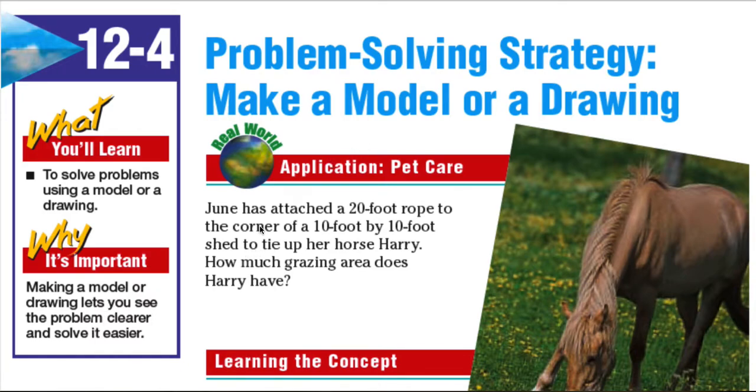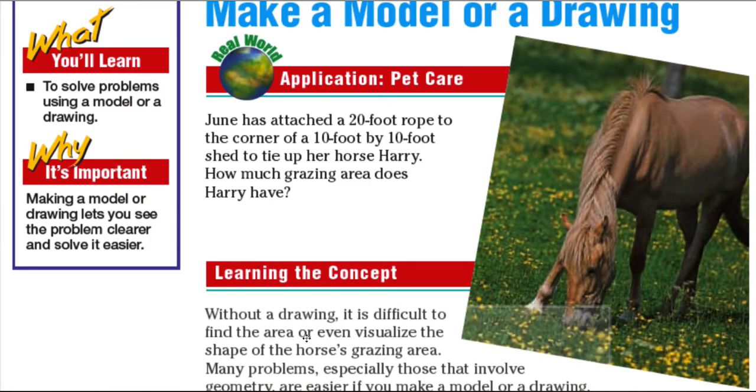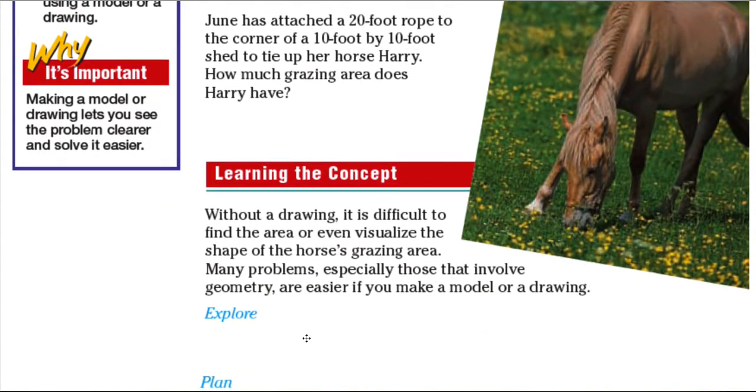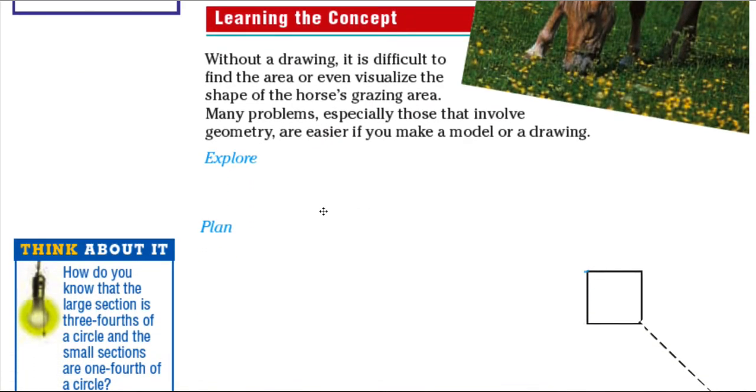In pet care, June has attached a 20-foot rope to the corner of a 10-foot by 10-foot shed to tie up her horse Harry. How much grazing area does Harry have? If you notice, without drawing, it is difficult to find the area or even visualize the shape of the horse's grazing area. Many problems, especially those that involve geometry, are easier if you make a model or a drawing.